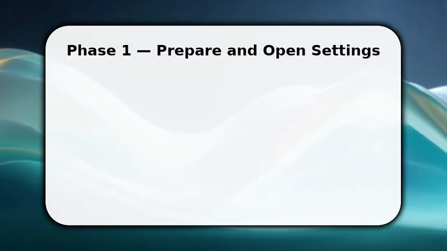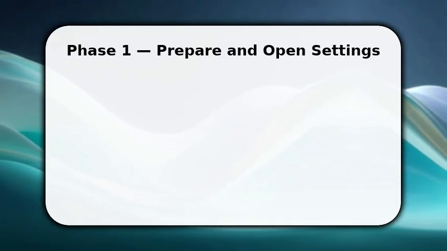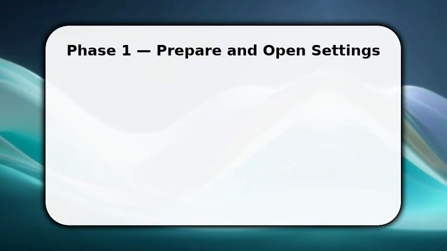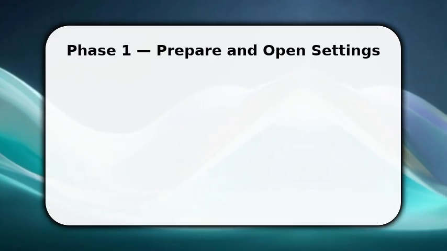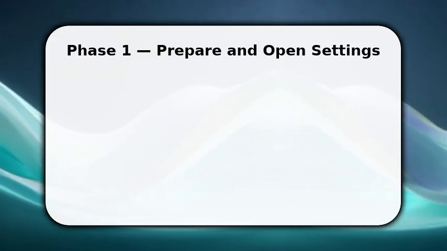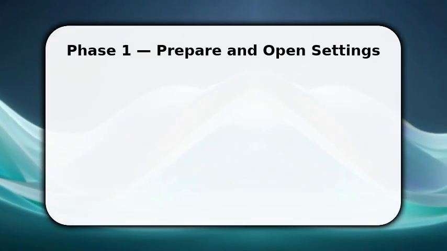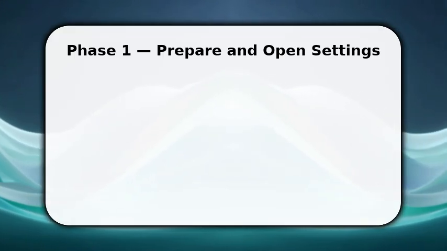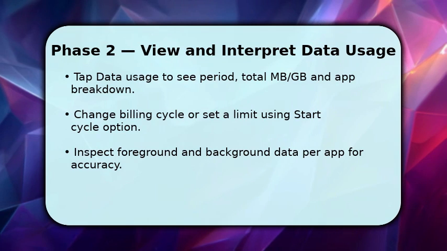Next, locate network and internet. This groups mobile data and Wi-Fi stats. Do this now so you're on the right page. It speeds everything up. Make sure your mobile data toggle is visible because the next steps read counters from that interface. Tap data usage to open a detailed view.